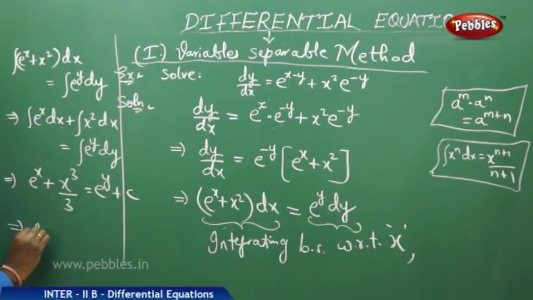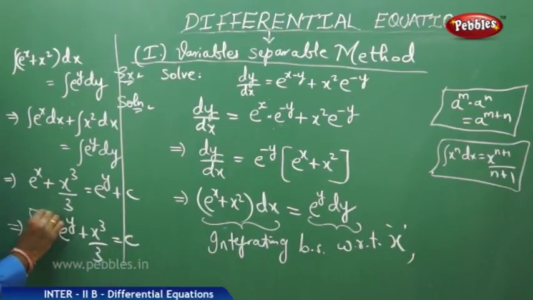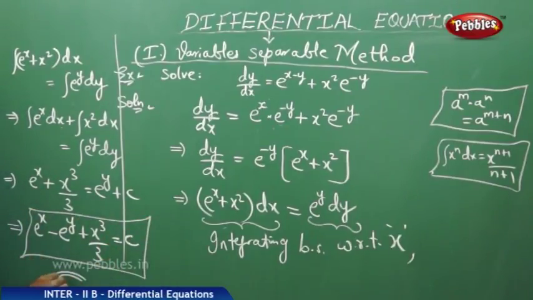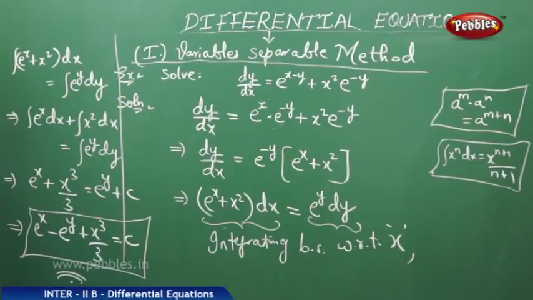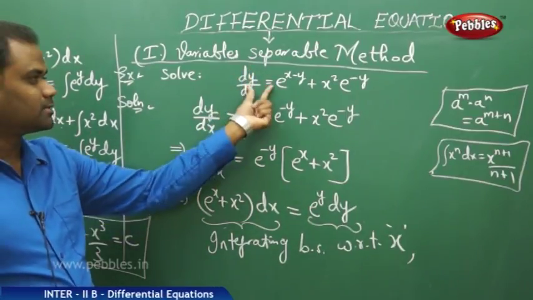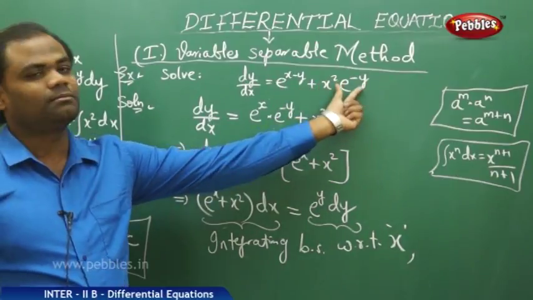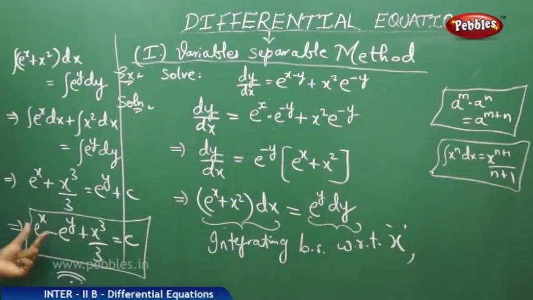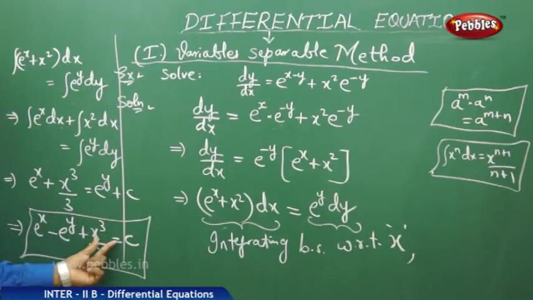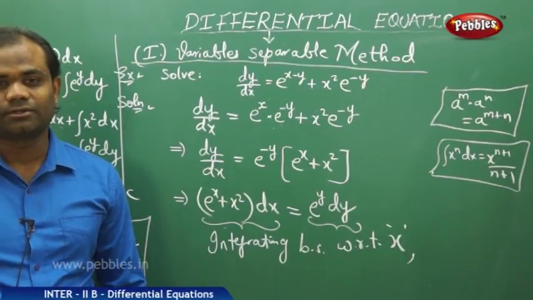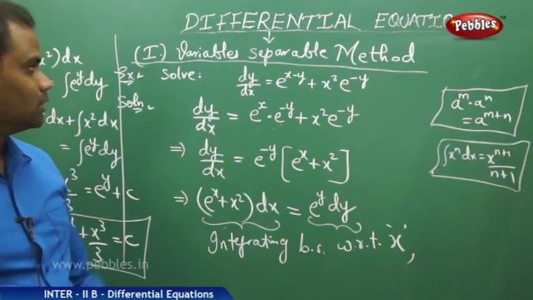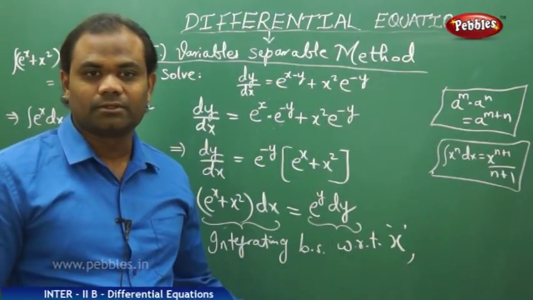Therefore, this can be written as e power x minus e power y plus x cubed by 3 equals c. This is called the solution of the given differential equation. Therefore, the solution of the differential equation dy by dx equals e power x minus y plus x square e power minus y is e power x minus e power y plus x cubed by 3 equals c. C is the arbitrary constant or the constant of integration. This is how we do it using the variables separation method.